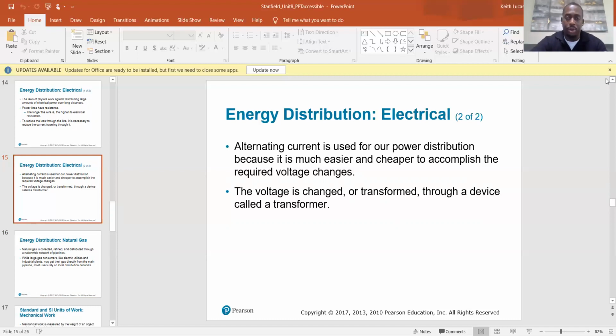So you'll have both, and that's where the transformers come into play. You'll have high voltage and low voltage, so you'll need your transformer to give you your low voltage.